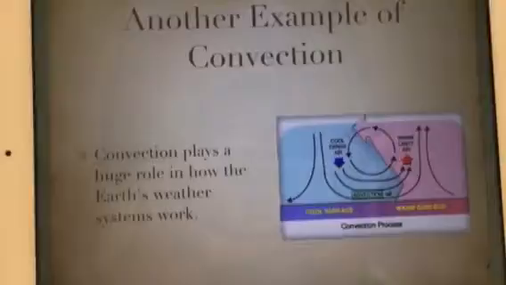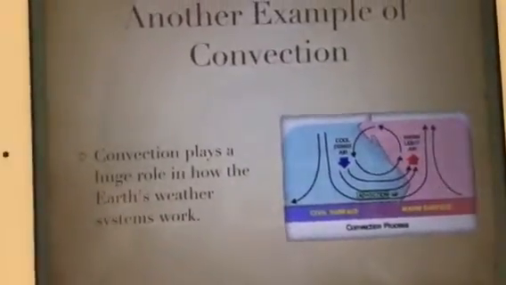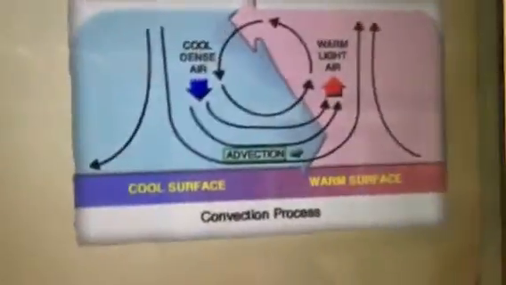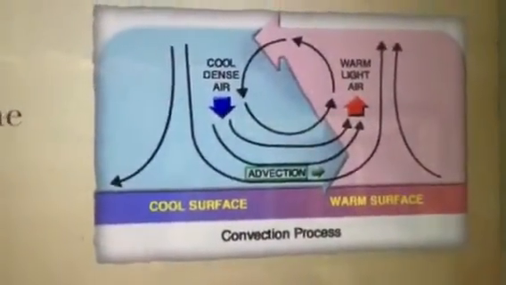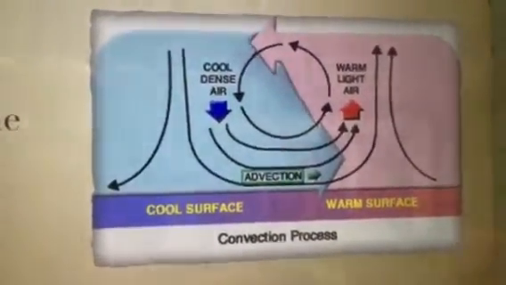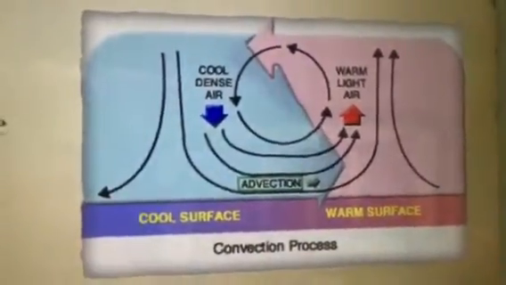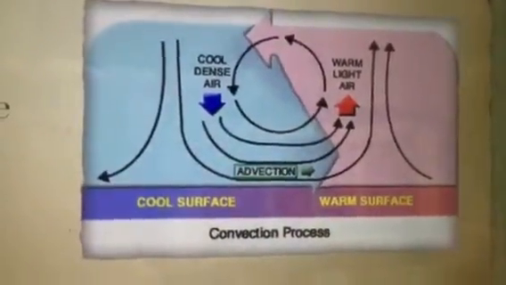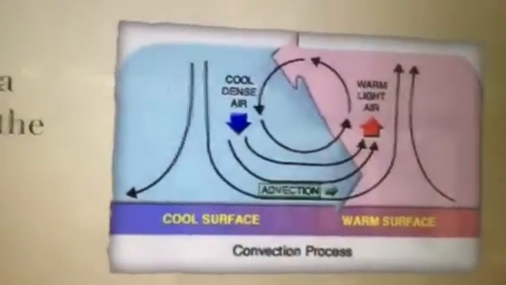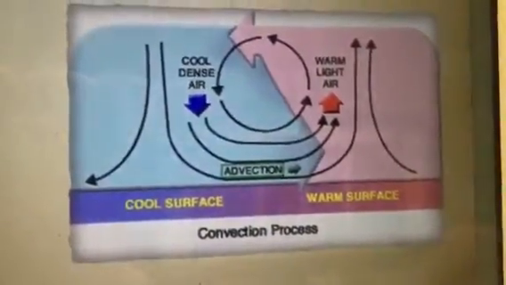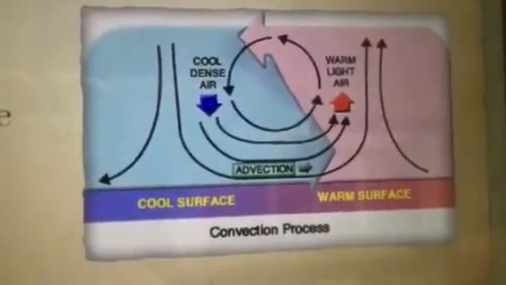Another example of convection: convection plays a role in how the Earth's weather system works. We've all seen on the weather when we watch the news how cold fronts and warm fronts will be moving in from place to place, as they say, and oftentimes when these fronts hit each other, that's when storms occur.